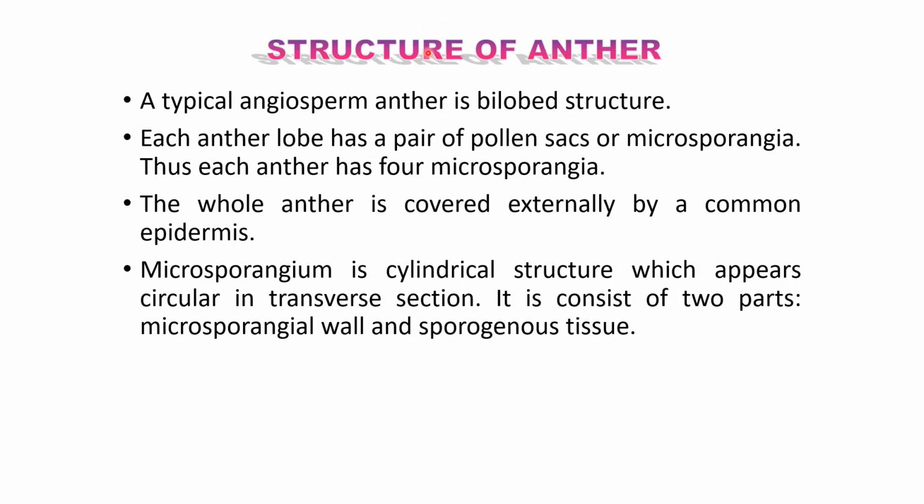Structure of anther. A typical angiosperm anther is a bilobed structure. Each anther lobe has a pair of pollen sacs or microsporangia. Thus, we can say that each anther has four microsporangia. The whole anther is covered externally by a common epidermis. The microsporangium is a cylindrical structure which appears circular in transverse section. It consists of two parts, the microsporangial wall and the sporogenous tissue.